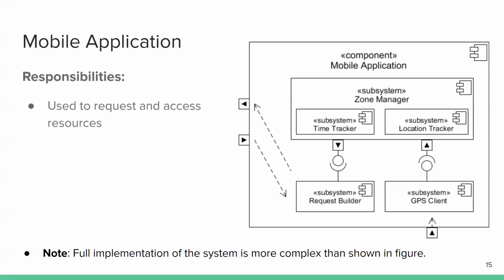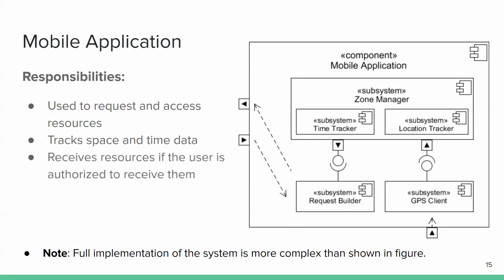That being, this is simply used to request and access resources. And so it'll do so by tracking the space and time data of the user and sending that information alongside resource requests. It'll go ahead and receive resources also if the user is authorized to receive them.